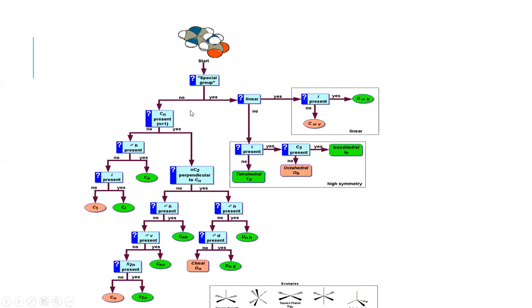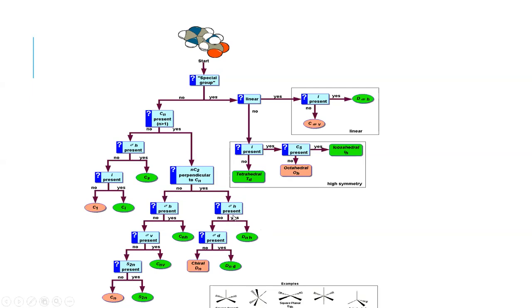Now, normal groups. Suppose your molecule doesn't belong to any of these, then we have to go into the left side of the flow chart. The first question you have to ask is, if at all, there is a CN axis present. If yes, then the next question is whether there are N C2s perpendicular to this CN. If yes, then you have to ask if there is a sigma H present. If yes, then your point group is DNH.